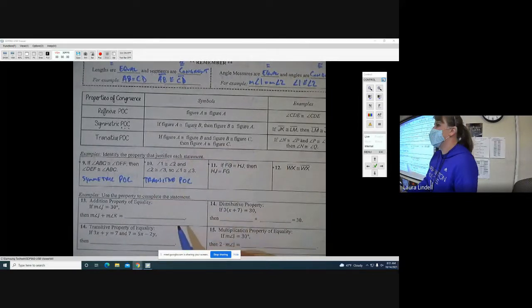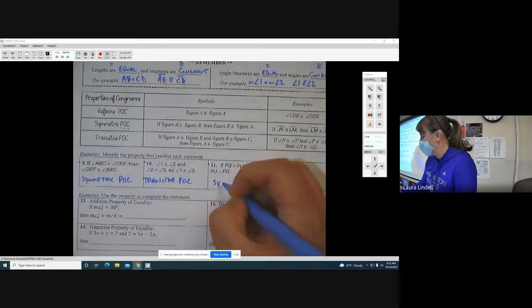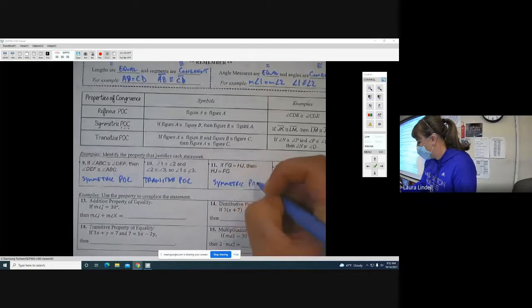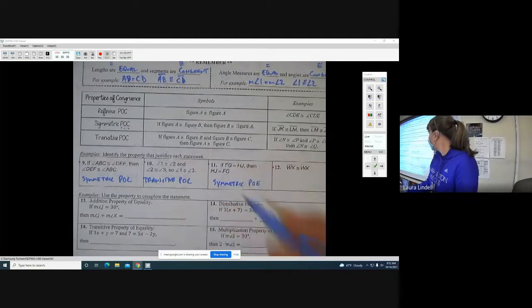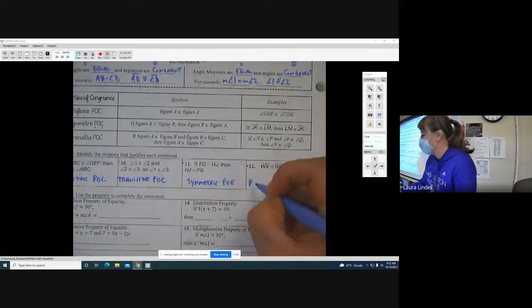How about 11? Symmetric. Is it POE or POC? POE, because we have equal signs. How about number 12? Reflexive. POC, exactly.